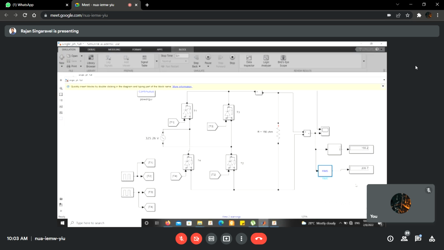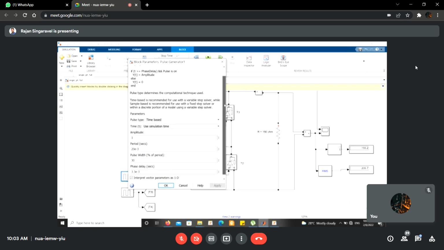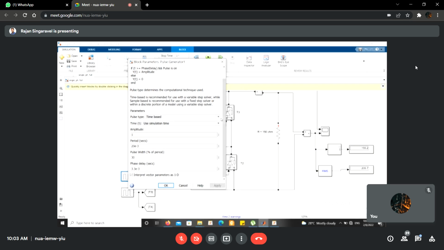For the same circuit condition, now I am going to change the triggering angle to 30 degree, alpha as 30 degree. So let us see how the RMS voltage and the DC voltage are changing.